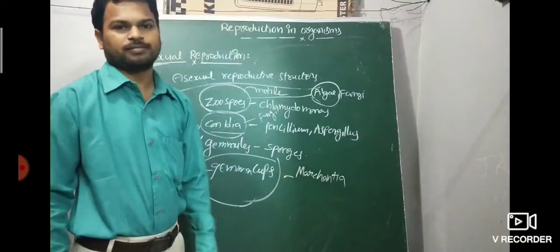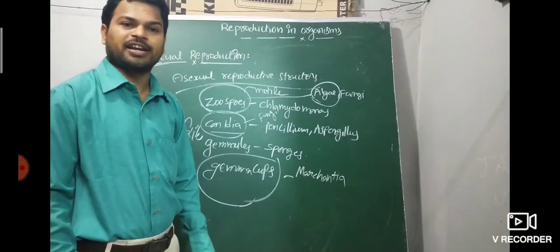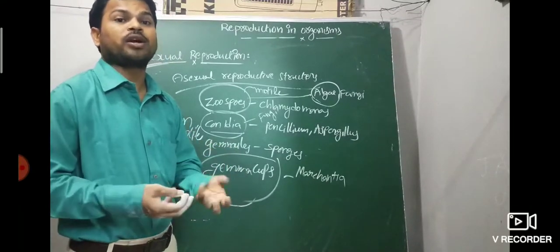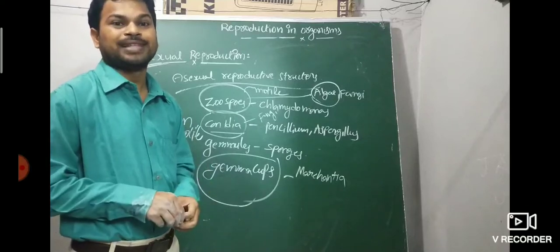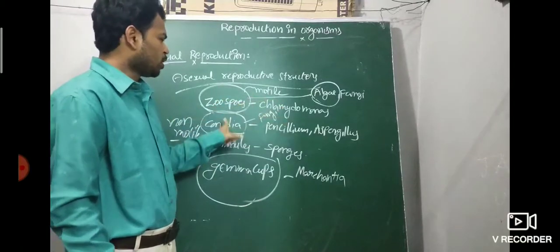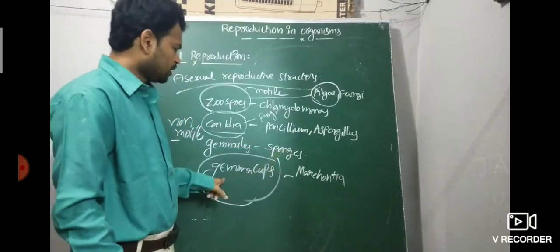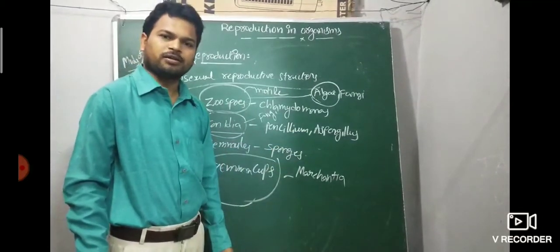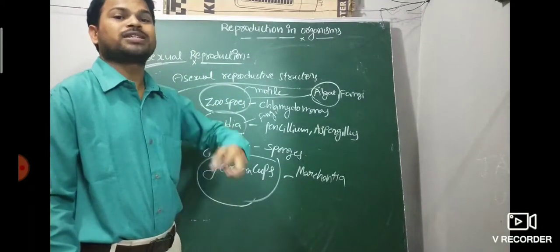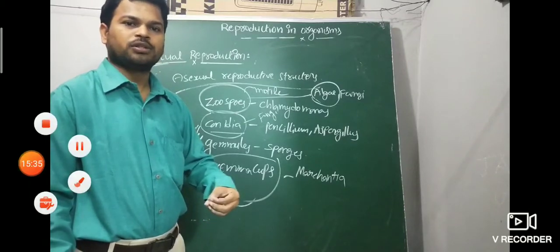Gemmules are present in sponges. Budding is in yeast and hydra. Gemmules are internal buds of aquatic organisms, whereas external buds are budding, which is different. Zoospores, Chlamydomonas; conidia, Penicillium and Aspergillus; gemmules, sponges; gemma cups, Marchantia. These are the types or modes of asexual reproduction. Any doubts? You may ask.